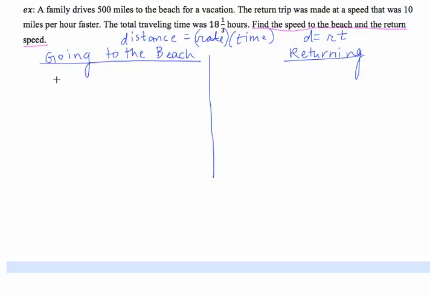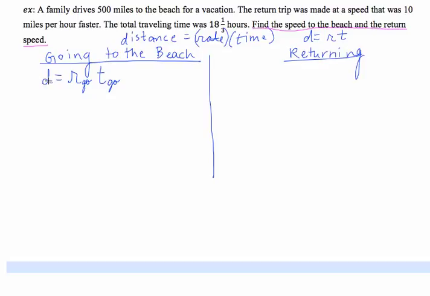So when they go to the beach, the distance is equal to rate times time. That's true. The rate at which they go, I'm going to call that rate go, R subscript go, to indicate that's the speed at which they go to the beach, and the time it takes them to go to the beach. So I'm going to call that T sub go, for time it takes them to go to the beach.